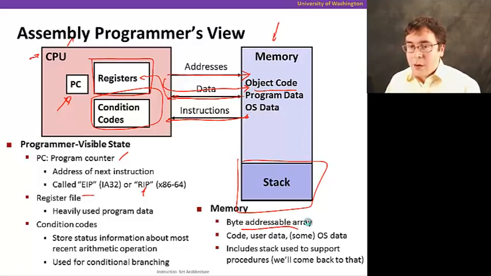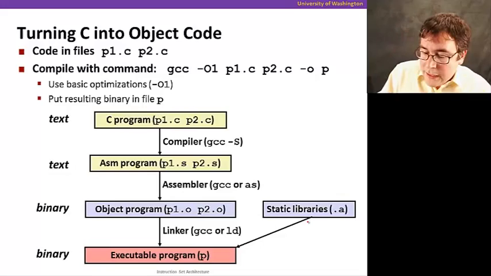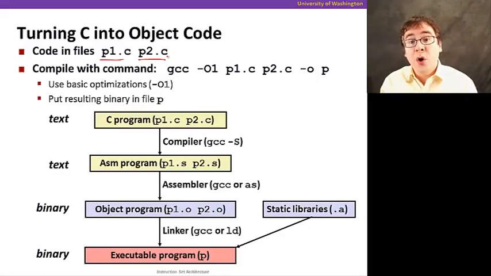So now let's look at how we turn high-level C code into object code, into machine code. So here are the steps. In this example, we have two source code files. These are .c files that hold code or text written in the C language.